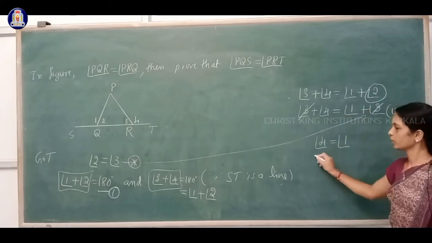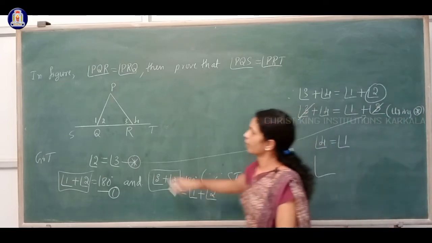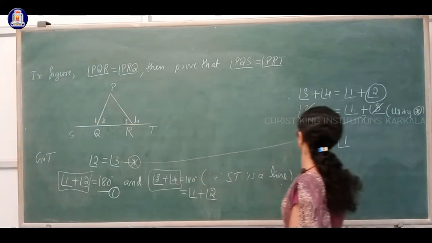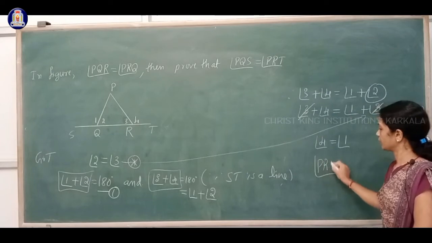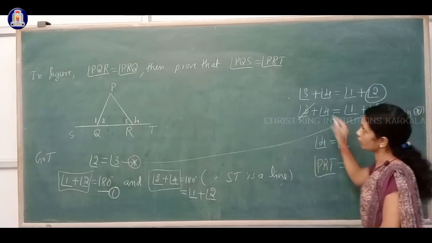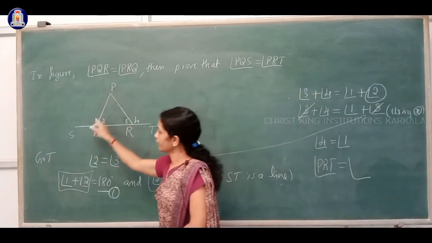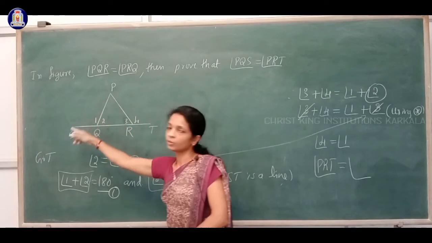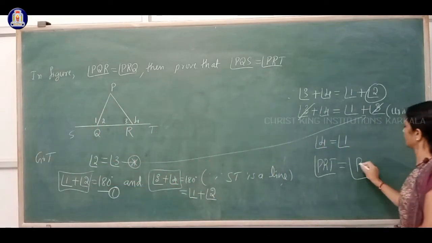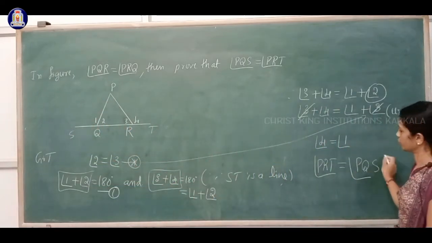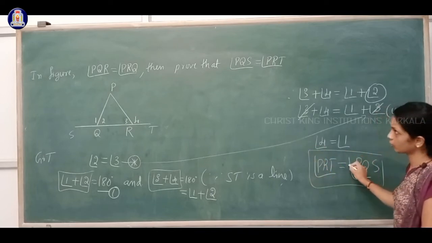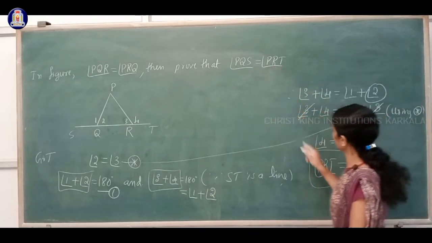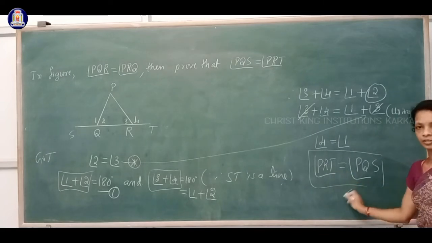What is the full name of angle 4? That is angle PRT. So angle PRT is equal to, what is angle 1 now? The full name of angle 1 is PQS. That is equal to angle PQS. So we proved that angle PQS is equal to angle PRT. Okay, thank you.